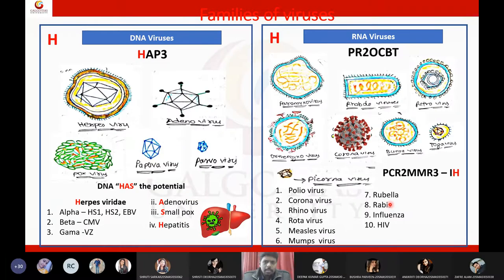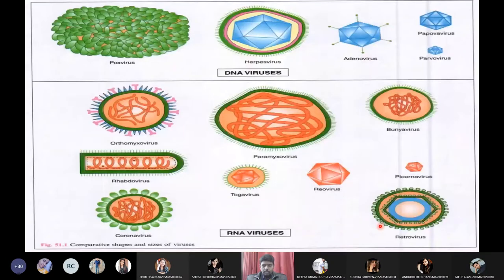rabies belongs to Rhabdoviridae. Then you have influenza viruses and HIV. These are the RNA viruses. Poliovirus, coronaviruses, rhinoviruses, rotaviruses, measles, mumps, rubella, rabies, influenza and HIV are the RNA viruses. So this is the complete overview of both DNA and RNA viruses. So a quick summary, students.